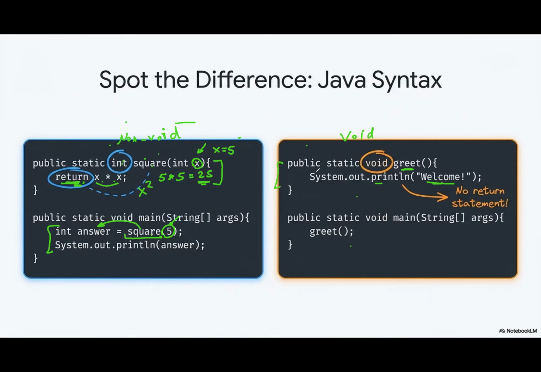And there is no keyword return. This one doesn't have it here. I only print to the screen. And this is how I call a method that is void. Which means that there is no equal sign. I cannot assign whatever is returned here to a variable. I can't do that.